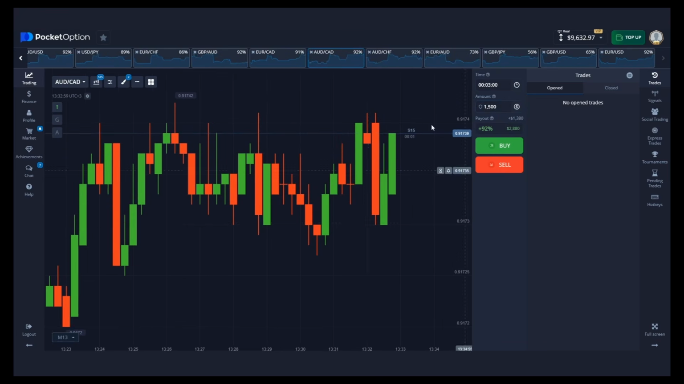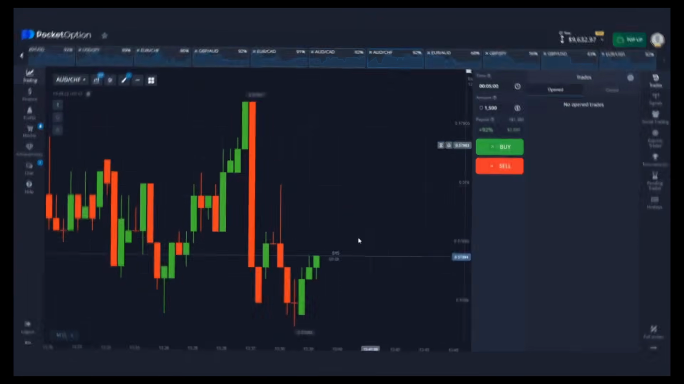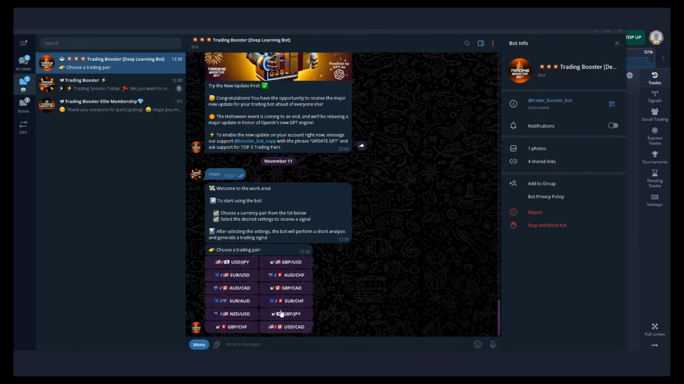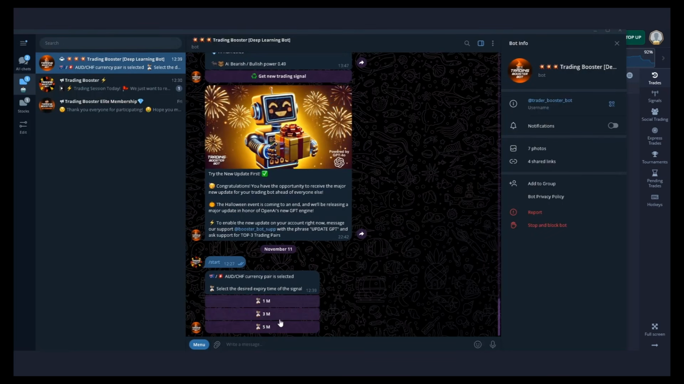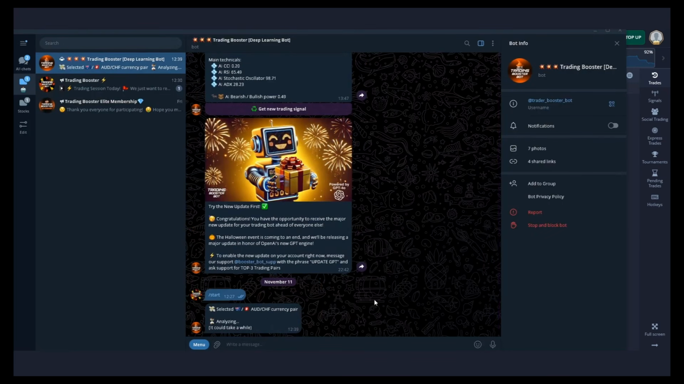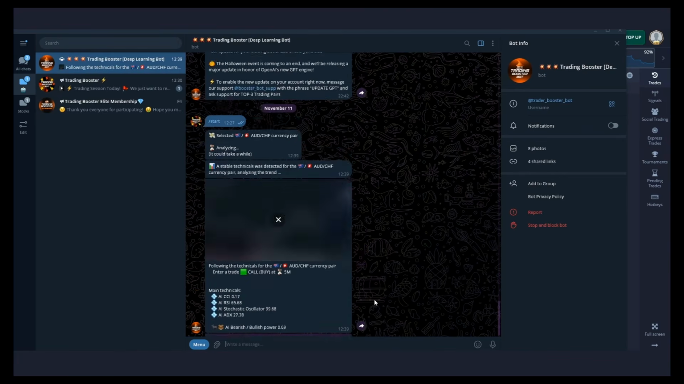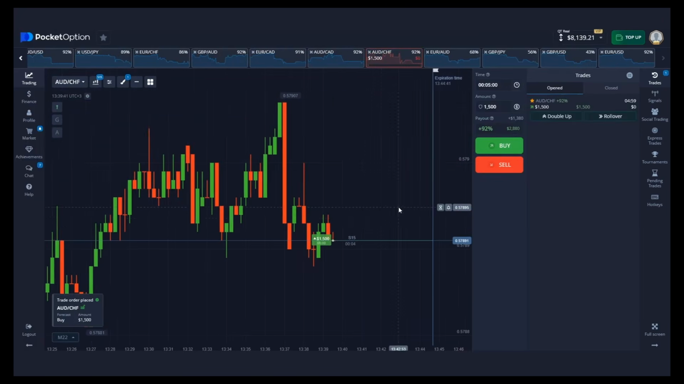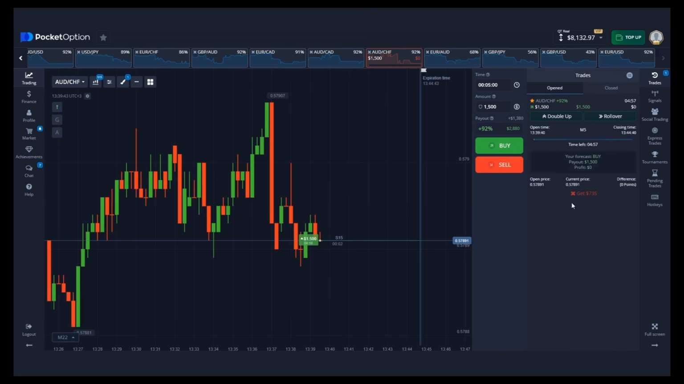So the next trade I will open for 5 minutes. And let's talk about that time. Since the last trade closed in the negative, I decided to change the currency pair to Australian dollar, Swiss franc. I select this currency pair in BoosterBot and I set the trade time to 5 minutes. I get a buy signal, I open a $1,500 buy trade right from here.